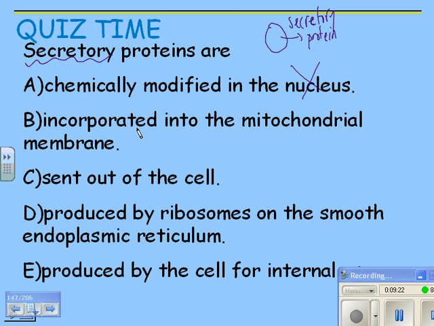Secretory proteins are incorporated into the mitochondrial membrane. Nope, they're secreted out of the cell. And again, if you didn't know the word secreted yet, don't worry about it. You're learning it right now. Are sent out of the cell? Yep, that sounds like the right one.